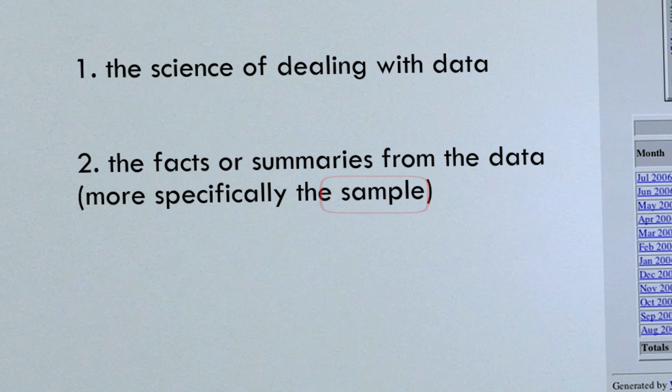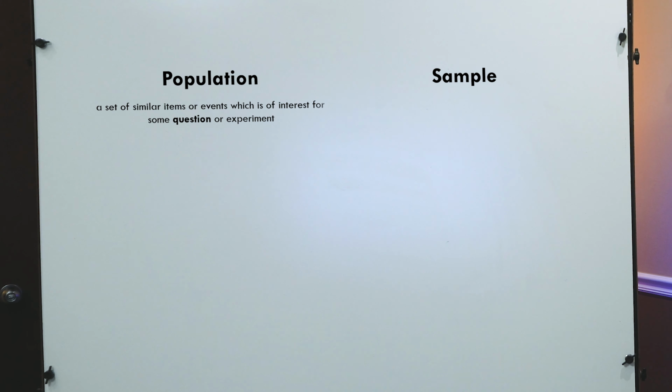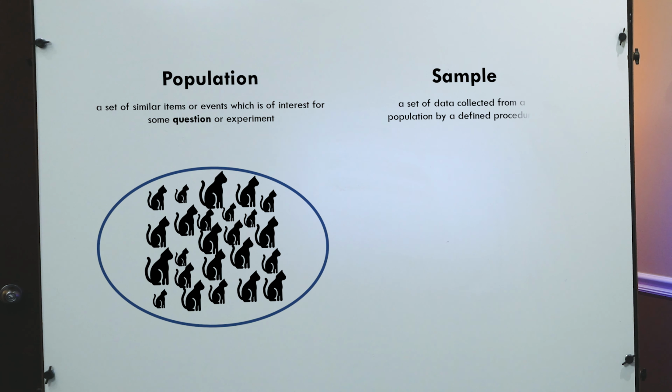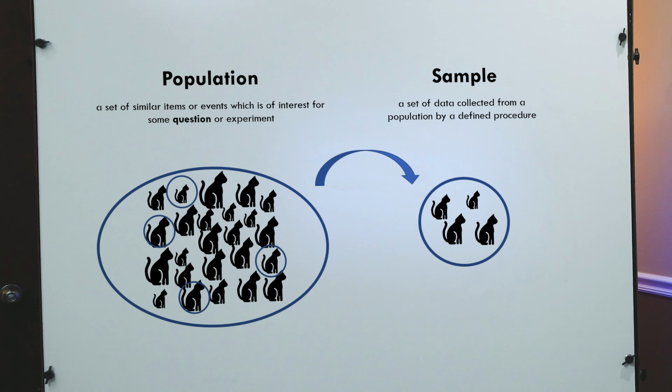Let's unravel this slightly. A population is a set of similar items or events which is of interest for some question or experiment. A sample is a set of data collected from a population by a defined procedure where the procedure is usually random. Notice the mention of a question or experiment at the end of that population definition. Most of the time in research, the statistical question is at the beginning of it all.